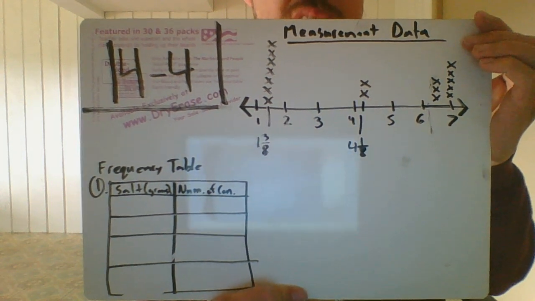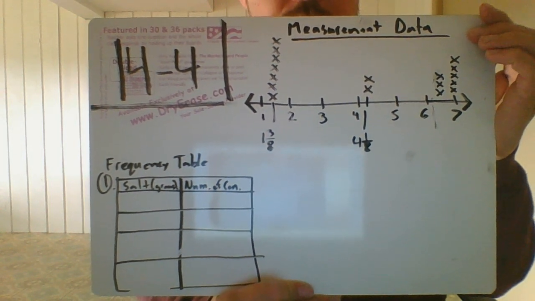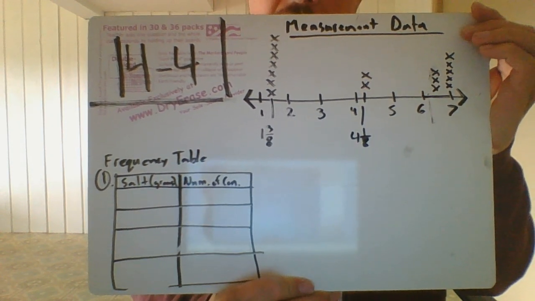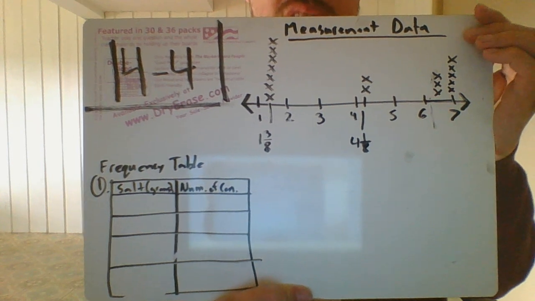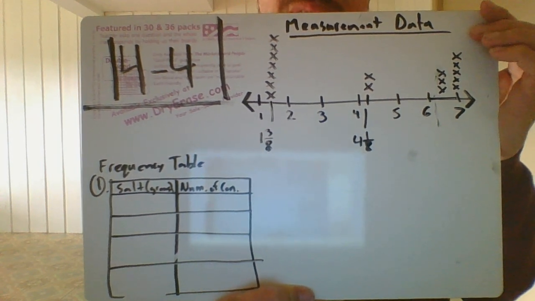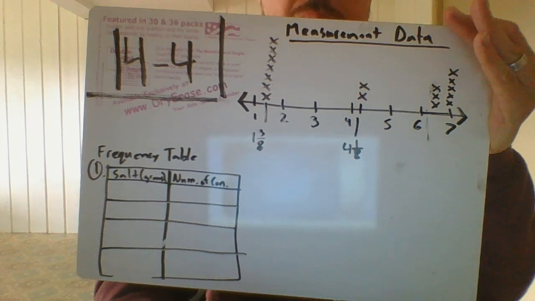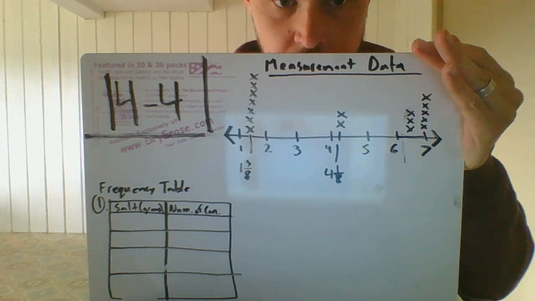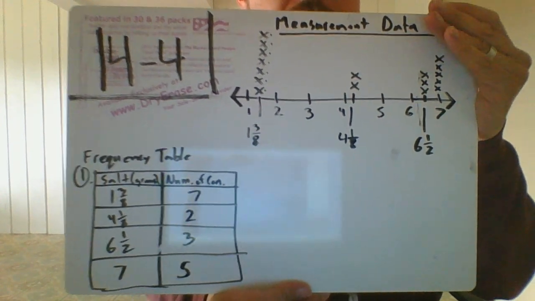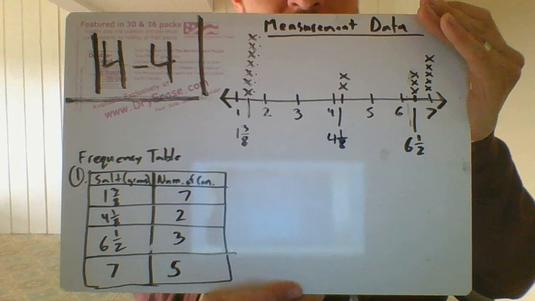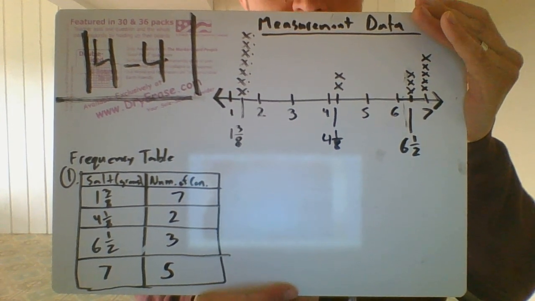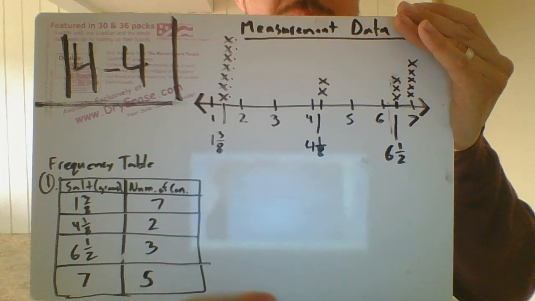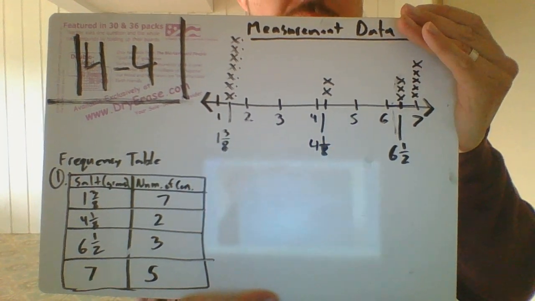There are 4 different values that have an X on the line plot, and they are 1 3/8, 4 1/8, 6.5, and 7. You're going to have to read between the lines and read a number line to do it. I wrote the answers on there except for 6.5, which I'll add in a minute. I'm going to pause and show you how I put this on the frequency table. On the frequency table, I wrote down the measurements which have a value, which are 1 3/8, 4 1/8, 6.5, and 7. There are 7 X's for 1 3/8, 2 for 4 1/8, 3 for 6.5, and 5 for 7.